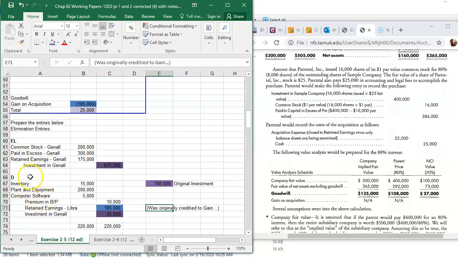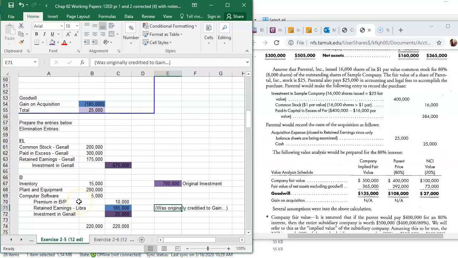So when you're doing the elimination entry, you need to credit retained earnings because ultimately it increases the parent's retained earnings. So that's where the gain is recorded. So make sure you note that change to exercise 5 when you're looking over your notes. Sorry about that. I wasn't thinking.